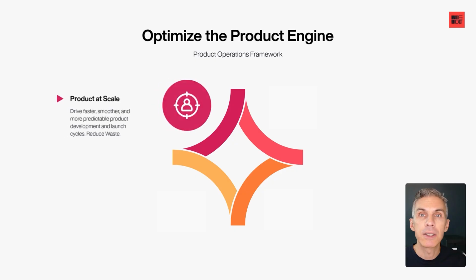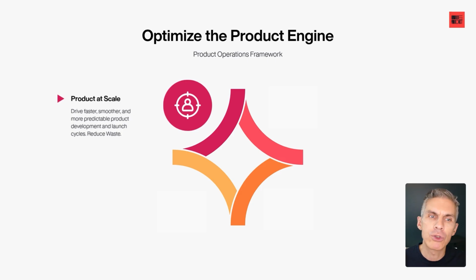So the first one is product at scale, or building product at scale. What do I mean by this? Basically that you want to drive faster, smoother, and more predictable product development and launch cycles. One of the problems that many companies have is that many steps of the process are going to be missing. Sometimes discovery is not done. Sometimes discovery is done very well, but then prioritization is not done very well, and then planning potentially is not done well either. There's very little information, and really nobody knows what we want to build.